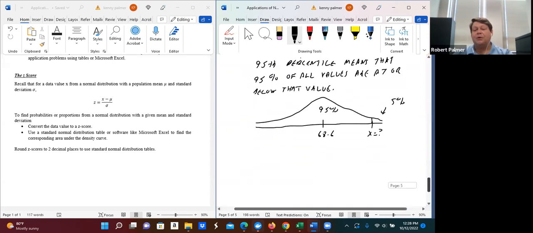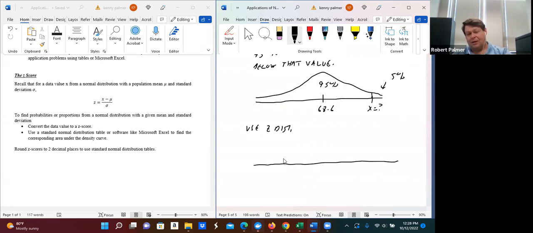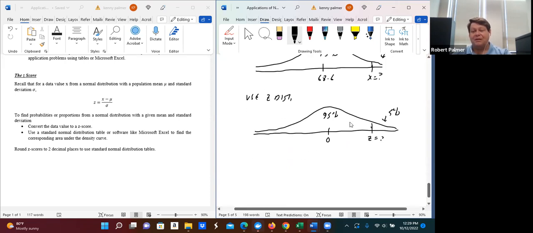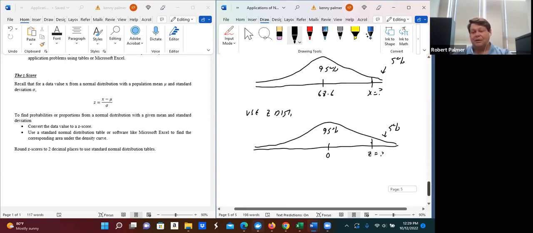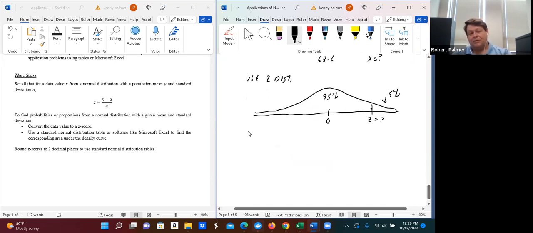Now, first, we're going to use the Z distribution. Let's draw the same picture in terms of Z's. So here's 0, and here is the same position. Once again, this is 95%, and this is 5%. It's the same picture. First, we need to find the Z that gives us 95%. Essentially, that's the 95th percentile. Then convert that back to our height data. So let's find this Z.